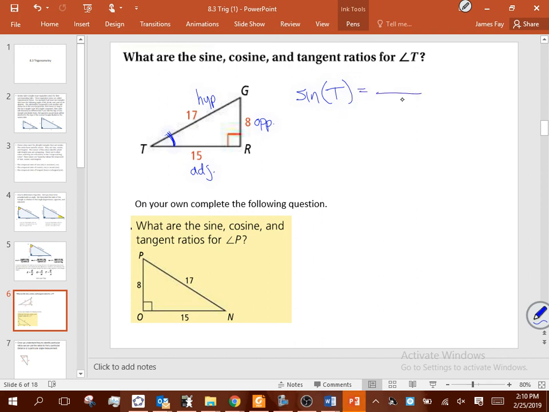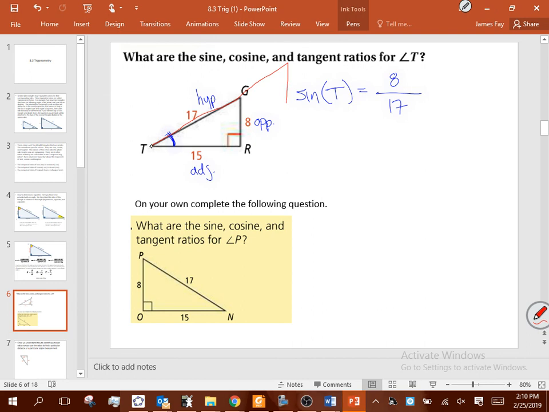Sine is opposite over hypotenuse, right? What's the opposite side here? 8. What's the hypotenuse? 17. Okay? So what does that 8 or 17 mean to me? It tells me that every single right triangle that has that angle T in it, now I don't know how big angle T is, but let's say I had another triangle.